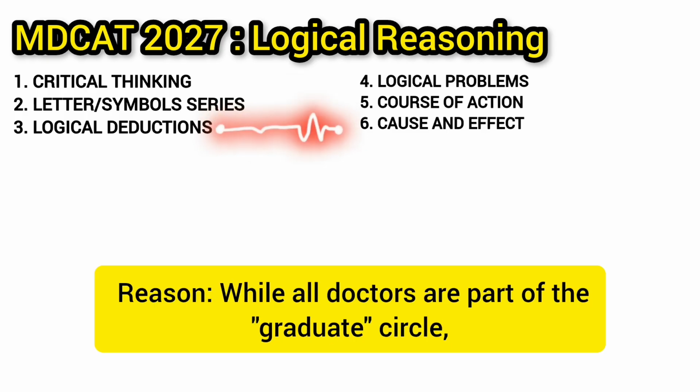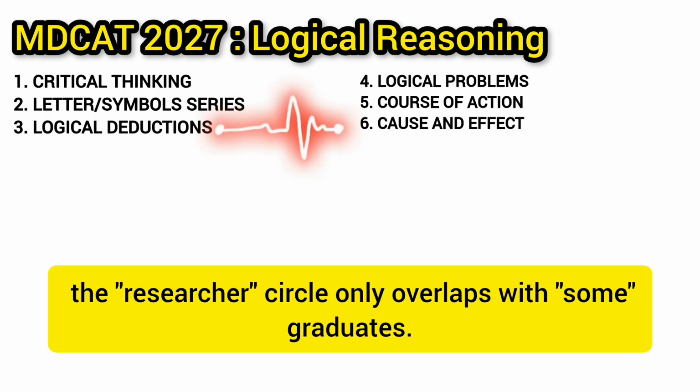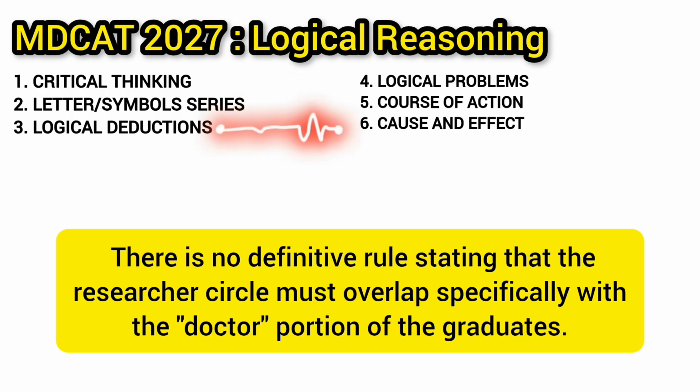Invalid. Reason. While all doctors are part of the graduate circle, the researcher circle only overlaps with some graduates. There is no definitive rule stating that the researcher circle must overlap specifically with the doctor portion of the graduates.